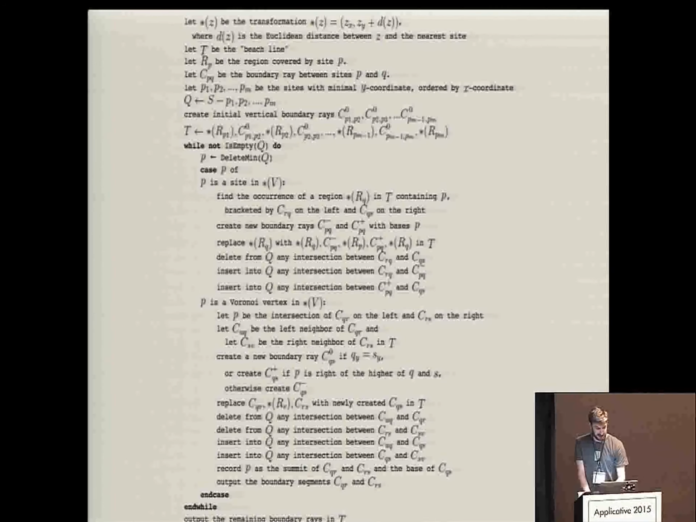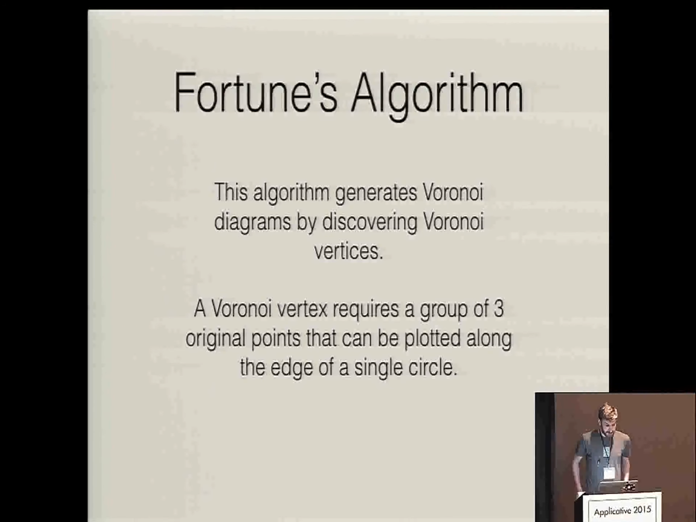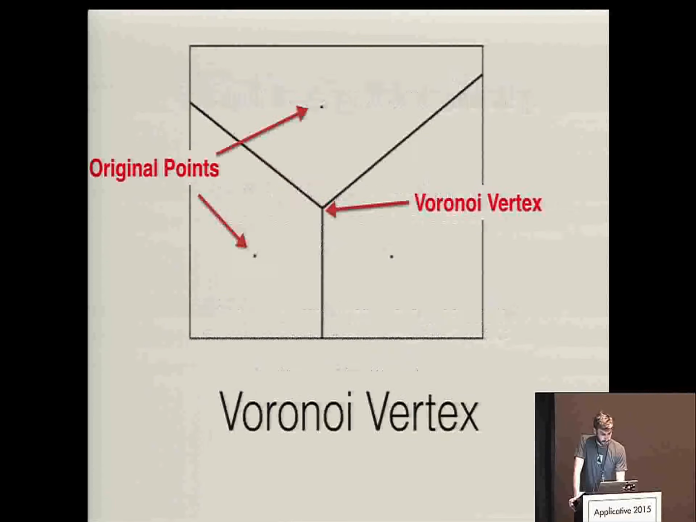This is called Fortune's algorithm. Fortune's algorithm generates Voronoi diagrams by discovering Voronoi vertices. And a Voronoi vertex requires a group of 3 original points to be plotted along the edge of a single circle. So we'll show you very visually what all this means.